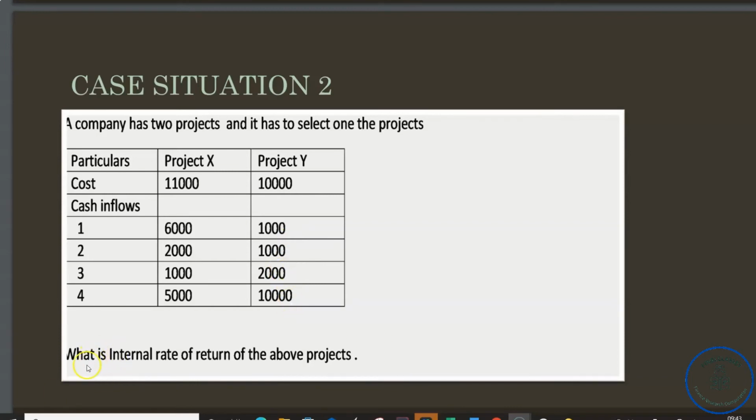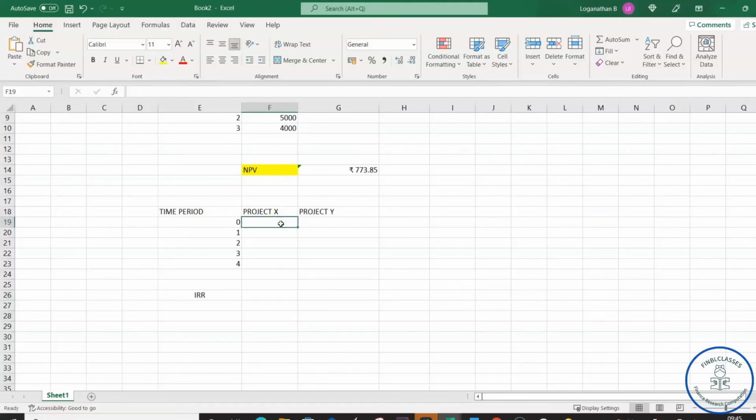Now you have to find the internal rate of return of the above 2 projects. So we have to calculate the internal rate of return of project X and the internal rate of return for project Y. Let us get into Excel and feed the values. Project X at the 0th period is the investment made into project X, which is 11,000, so I put it in the bracket. Then the investment made in project Y is 10,000, which I put in the bracket because it is a cash outflow.